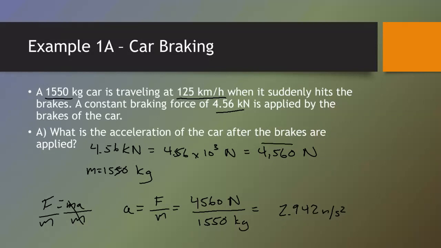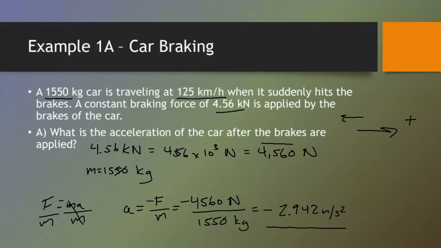Now, this is a braking force. The car is traveling in one direction. The brakes are going to make it travel in the opposite direction. If we choose the direction that it's traveling to be positive, then the braking force is negative because force is a vector, mass is not a vector, and so the total acceleration will be negative. If the object is slowing down, the acceleration should be negative. If it's speeding up, the acceleration should be positive.